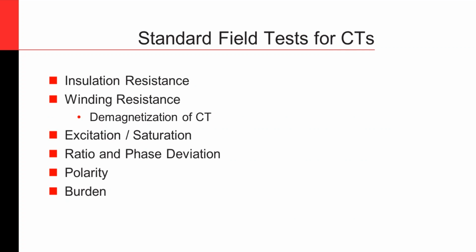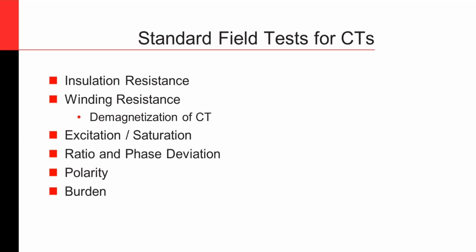Now, going forward, I want to focus on what are all the tests that you can do on a CT, or any type of CT. As mentioned by IEEE, you have to do insulation resistance test, a winding resistance test, excitation, also called a saturation test, a ratio test, phase deviation, polarity test, and finally a burden test. Most people do the burden test when they are doing a commissioning of a CT.